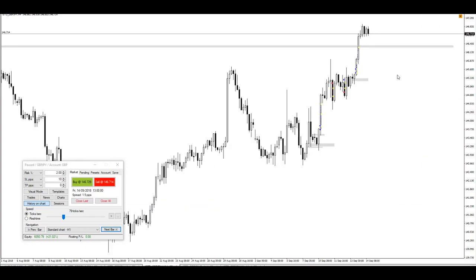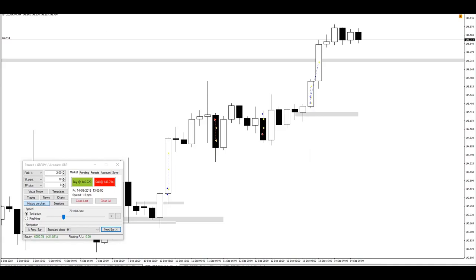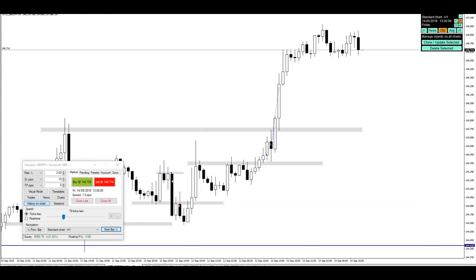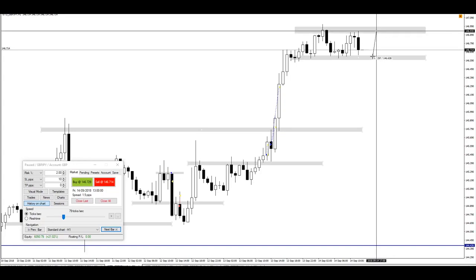Take a look at the 4 hour. 4 hour is ranging. We have a 4 hour range here. This is a support. This is a resistance here. So we're ranging. Looking at the 1 hour, 1 hour is also ranging here. We have a support. Let me just fix this right here. We have a support and we have a resistance here. Perfect. This is a 30 pip range.